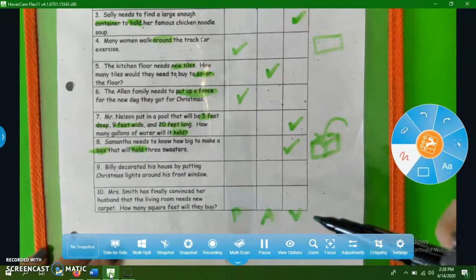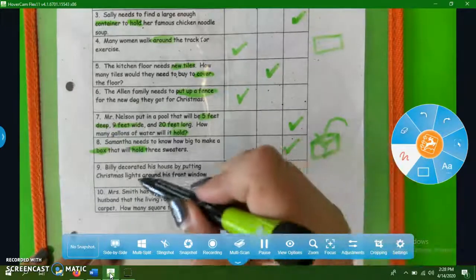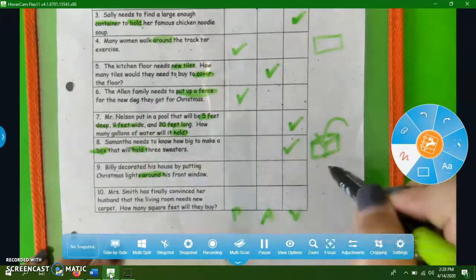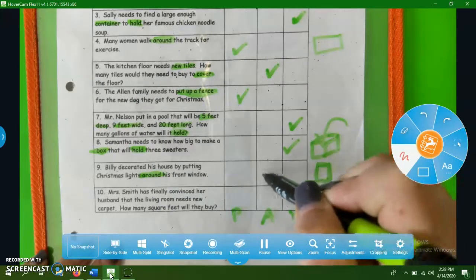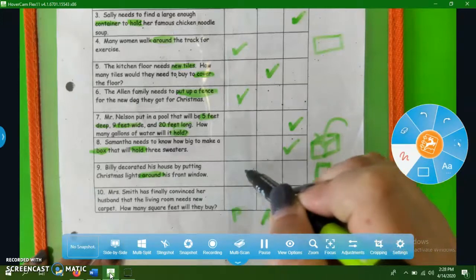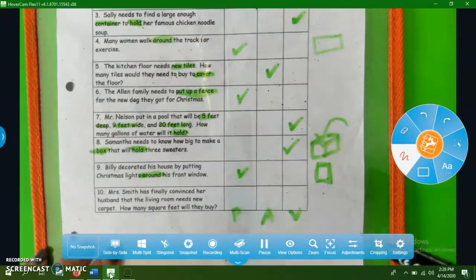Billy decorated his house by putting Christmas lights around his front window. If we have a window and we're putting Christmas lights around it, then that will go to perimeter, yes.